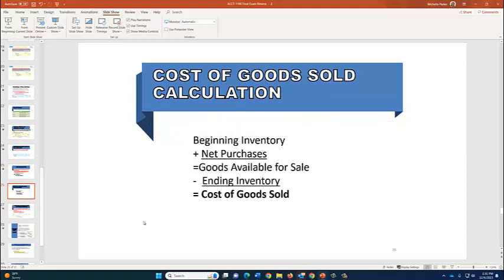You need to know how to calculate cost of goods sold. The formula is beginning inventory plus net purchases gives us the goods available for sale. And then after we subtract out our ending inventory, we'll have the cost of goods sold.